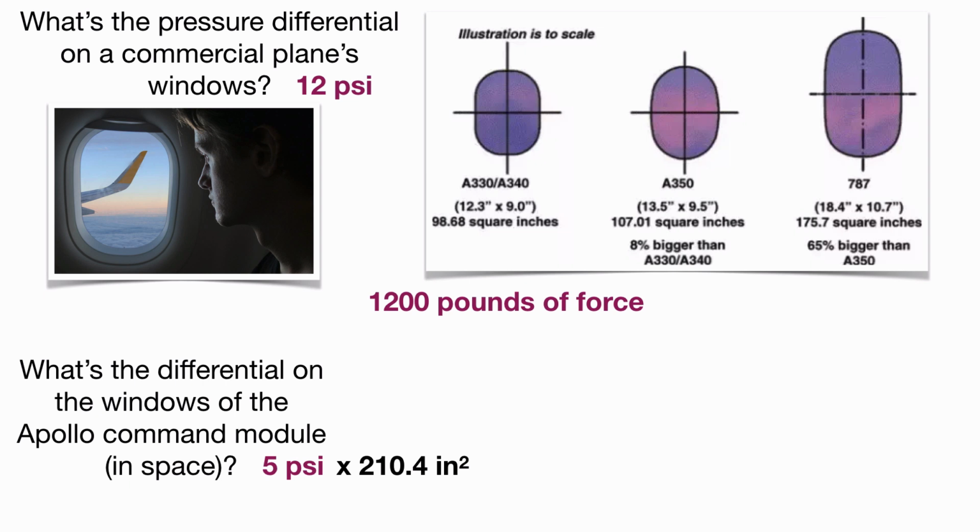I like to make tens. Like I'd like to do mental math when I can. So it's like I divided the right by 2 and I multiplied the left by 2 to kind of make the math easier. So we have 1,052 pounds of force. So it's amazing to me that the windows in the Apollo command module in outer space would have less pounds than the windows on an Airbus 330.